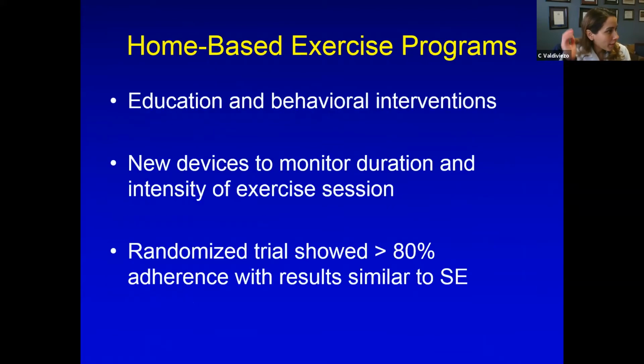Oops, I went back. Since many patients aren't able to participate in a supervised exercise program, they can also do home-based exercise programs, and that's what we often end up recommending to patients. So we have to provide education and behavioral interventions. There are new devices now that monitor duration and intensity of exercise sessions. We can recommend patients use activity trackers. And there are randomized trials that show more than 80% adherence with results similar to supervised exercise. So we can use mobile technology now to help our patients achieve these goals, even if the insurance doesn't cover a supervised exercise program.